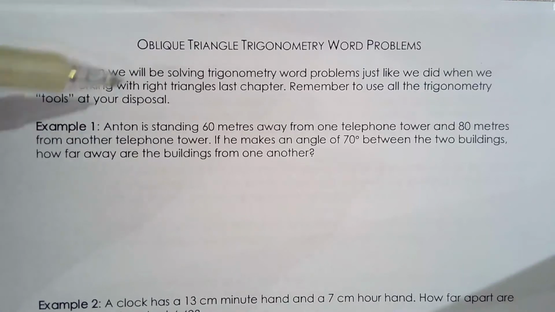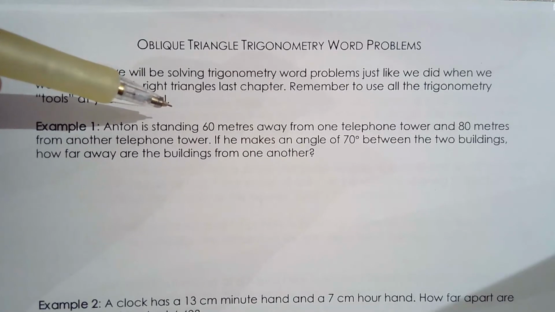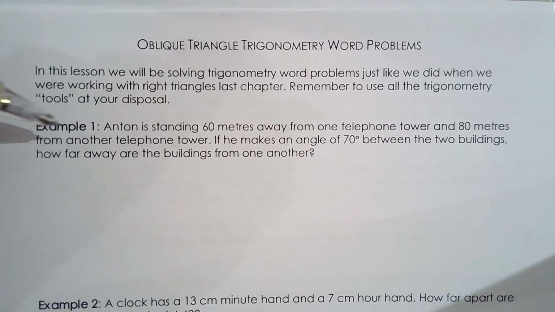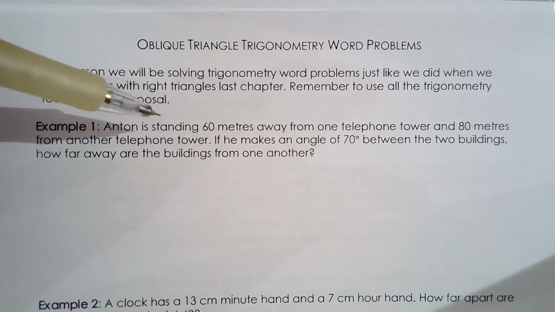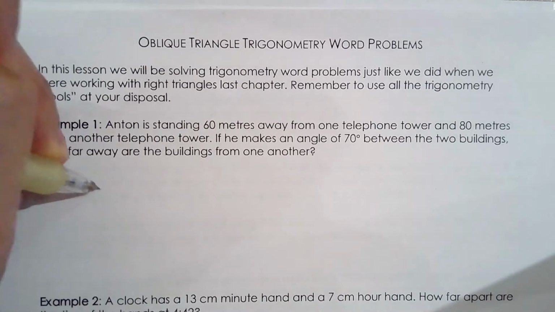Okay, so for the first question, Anton is standing 60 meters away from one telephone tower and 80 meters from another telephone tower. If he makes an angle of 70 degrees between the two buildings, how far away are the buildings from one another? So take your time, draw yourself a nice picture, but I'm seeing something like this here.